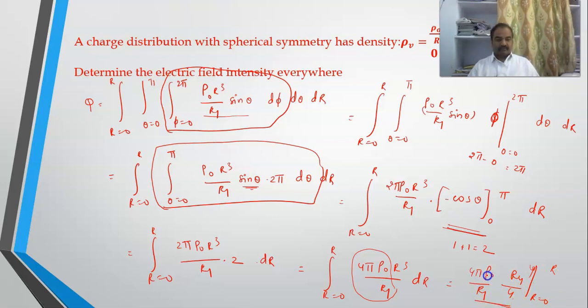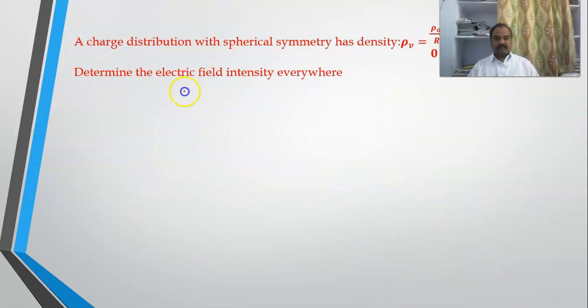So the final answer is q is equal to 4 pi rho naught by r1 into r power 4 by 4. So what we will be getting here, pi rho naught, 4 will get cancelled. This is r power 4 by r1. This is the charge.